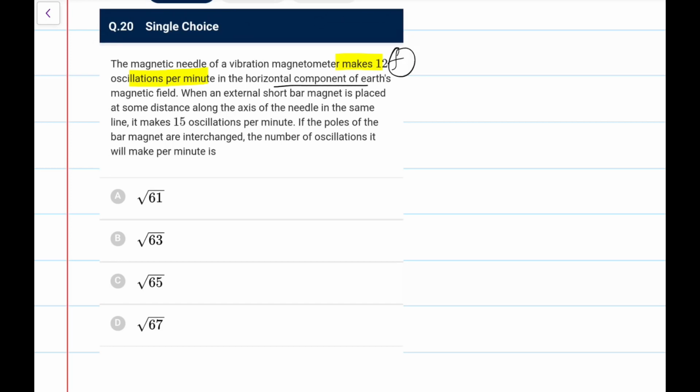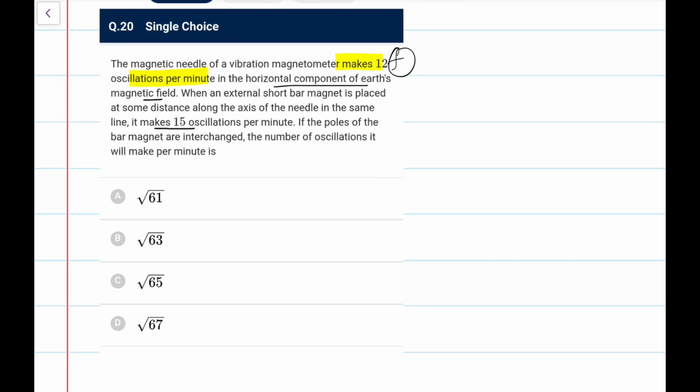In the horizontal component of Earth's magnetic field, when an external short bar magnet is placed at some distance along the axis of the needle in the same line, it makes 15 oscillations per minute. That means the frequency increases. If the poles of the bar magnet are interchanged, the number of oscillations it will make per minute is. Now this is a nice one.